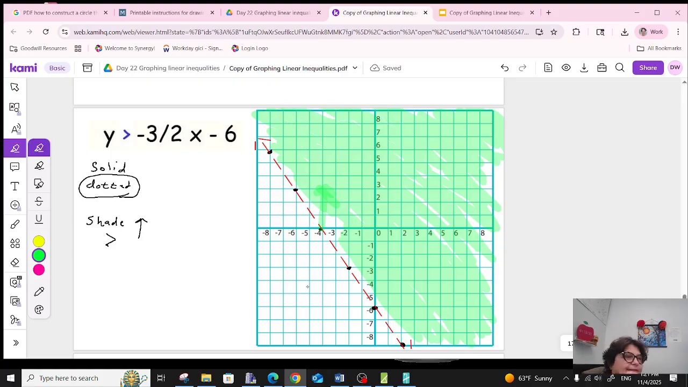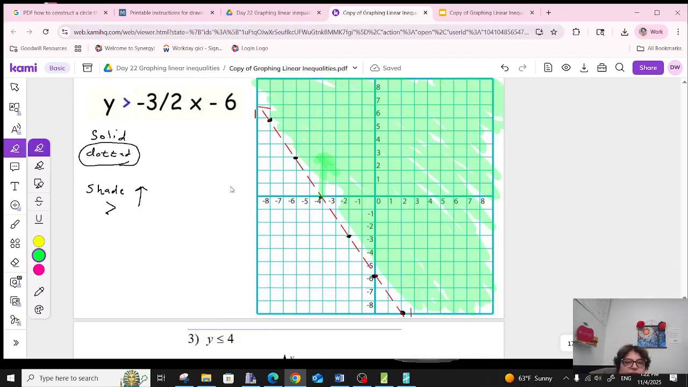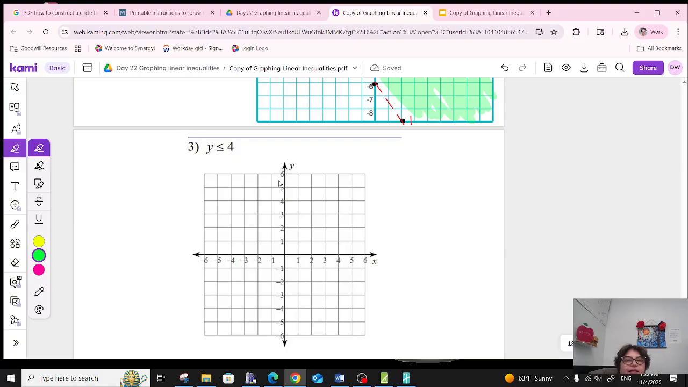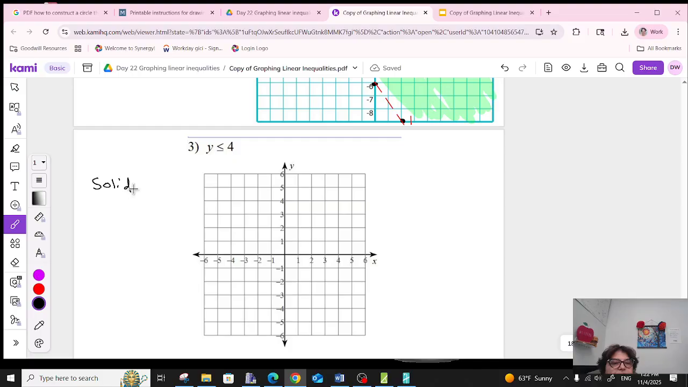Okay, sounds good? Questions? Concerns? Make sense? Okay, y is less than or equal to 4. Is y less than going to be horizontal or vertical? Yeah, this one's horizontal. So is this a solid or dotted line? This one's solid. It's solid because I have a line under it. Am I going to shade up or down? I'm going to shade down.